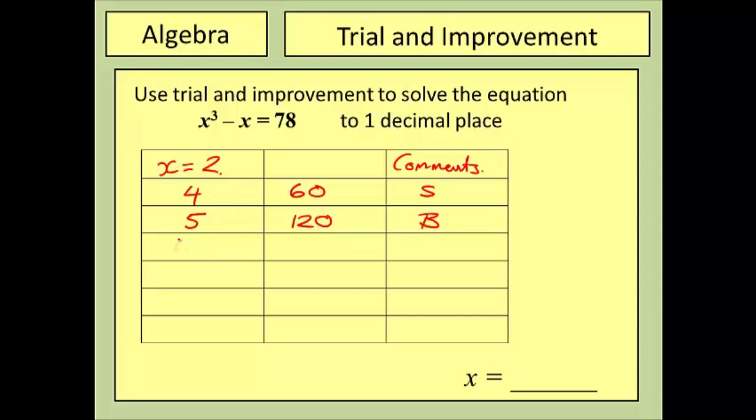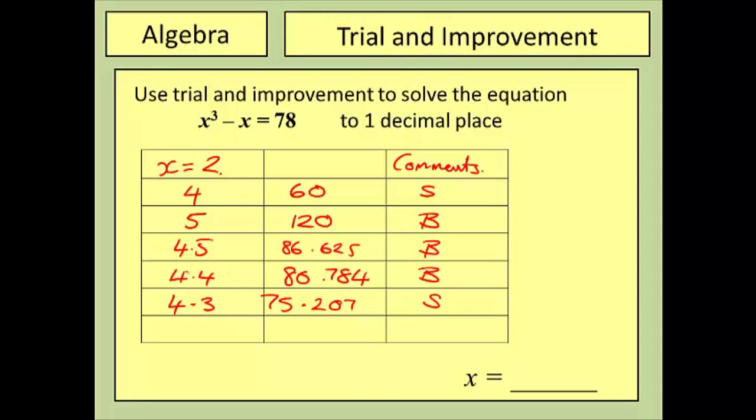So if I was to try 4.5, this actually gives me the value 86.625, which, comparing it to my 78, is too big. So the next value I try is 4.4. This one gives me 80.784, which again is too big. So I decrease my guess, I go 4.3, and when I put 4.3 into that equation, I end up with 75.207, which is too small.